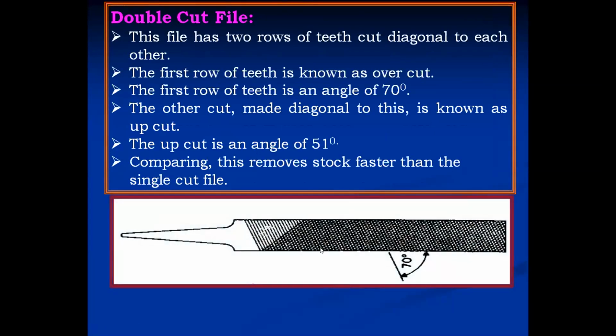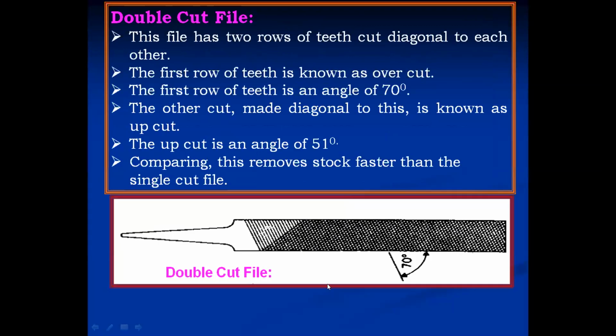So, this image shows a double cut file. This file has 2 rows of teeth cut diagonal to each other. See here, there are 2 rows. One in this direction and the other teeth in the opposite direction. Just see. So, there are 2 rows of teeth.